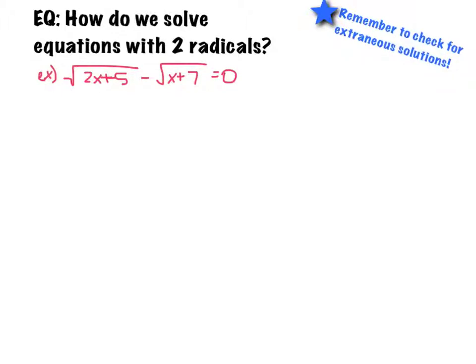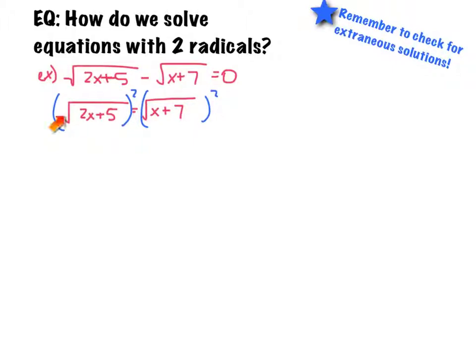So I'm going to leave this positive square root of 2x plus 5 on this left side, and I'll add the square root of x plus 7 to the other side. Since there's just two roots, there's no extra numbers or anything, we can just square both sides. Squaring a square root knocks off the square root.